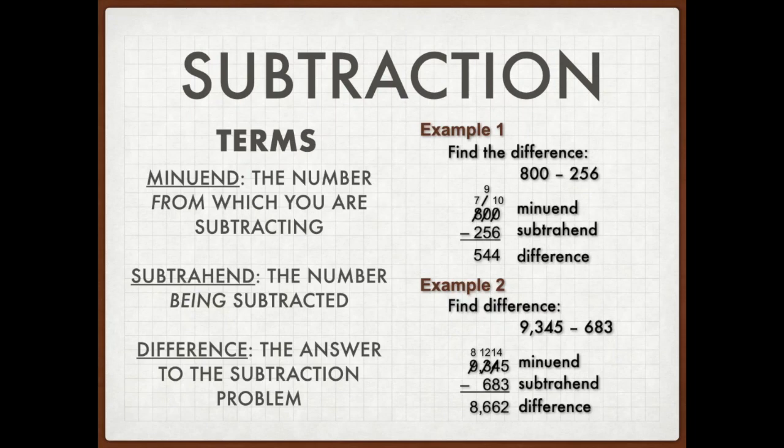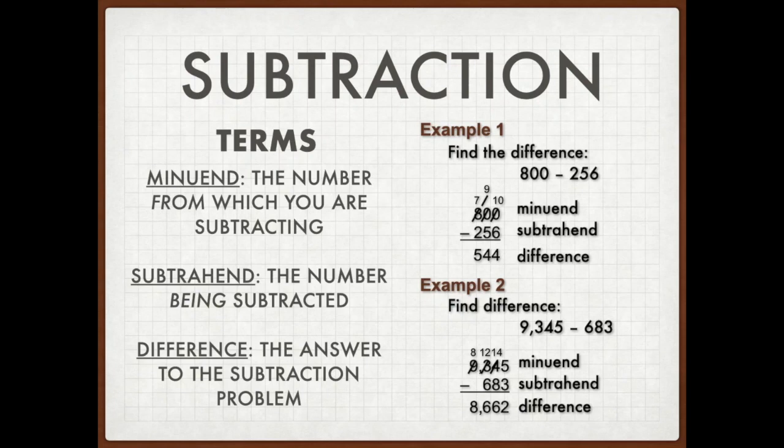Example 1, 800 minus 256. 800 is your minuend. 256 is your subtrahend. And then we have a 0 over the 6. Well, we cannot make it a negative number, negative 6, no. We're going to turn that 0 into a 10. And because we turn that 0 into a 10, we're going to take from the next 0 and turn that into a 9. So we're going to take 1 away from there.